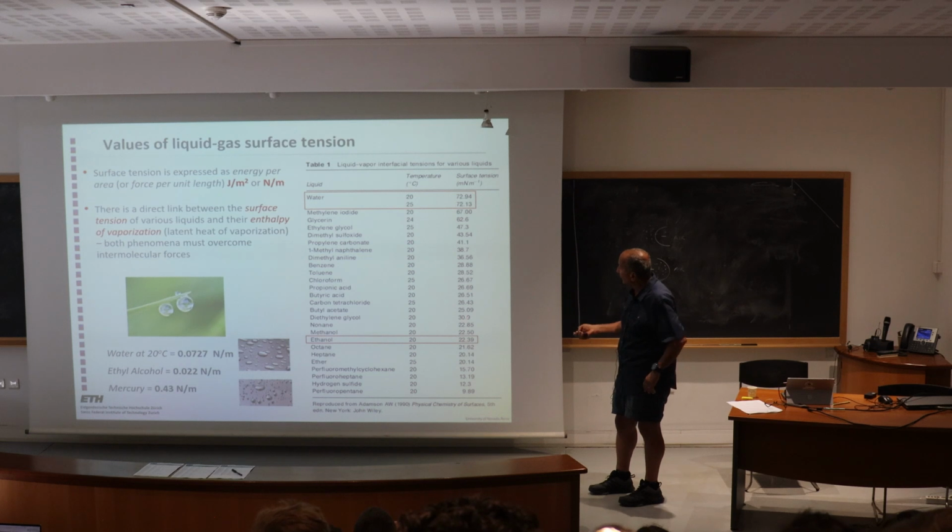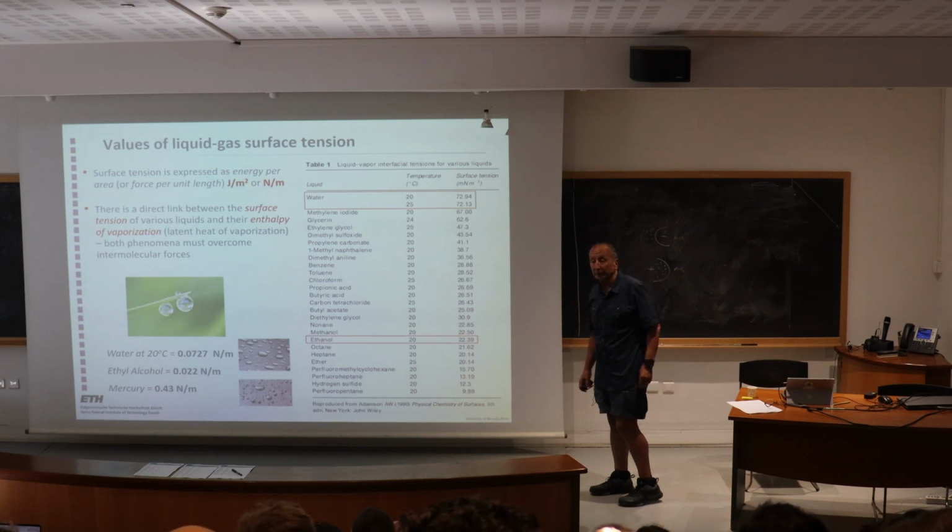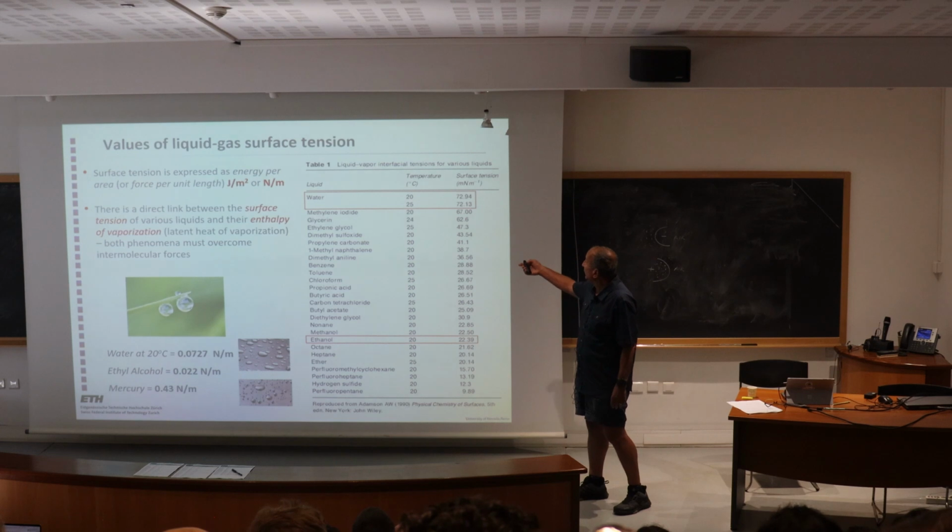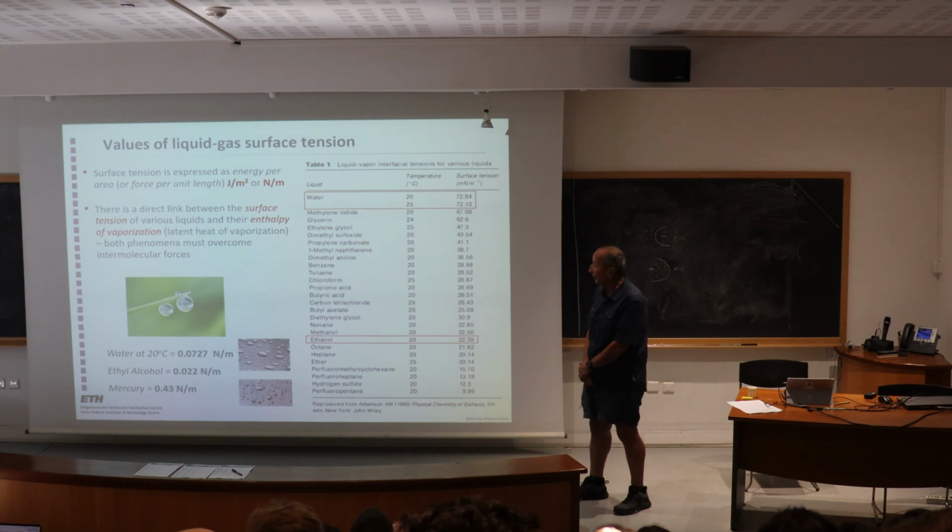So here are some values for different liquids. This is liquid-gas surface tension. For water, it's 0.07 newtons per meter, or 72.9 millinewton per meter. For ethanol, it's about 1/3 of that.